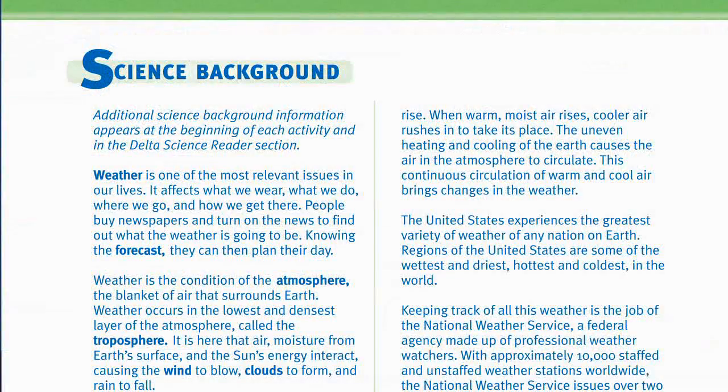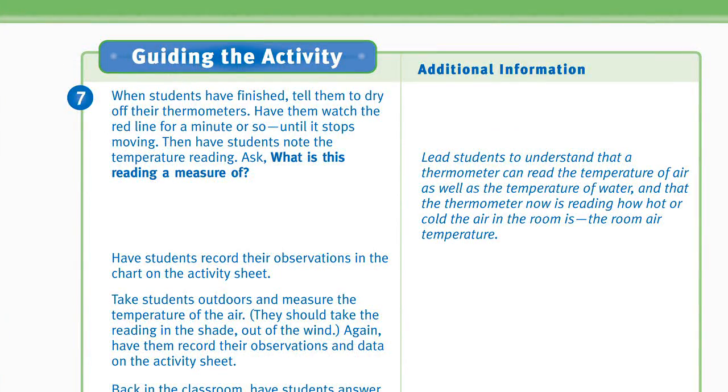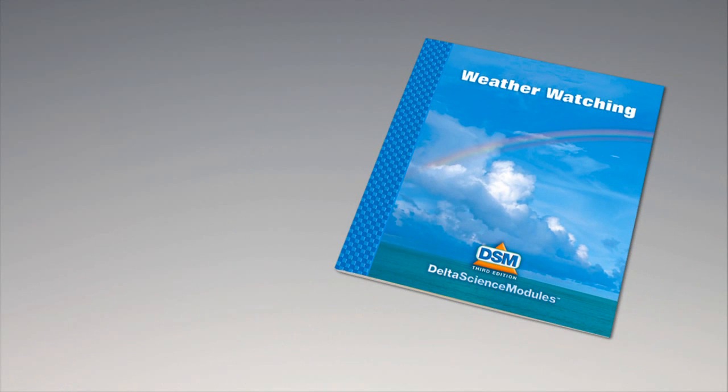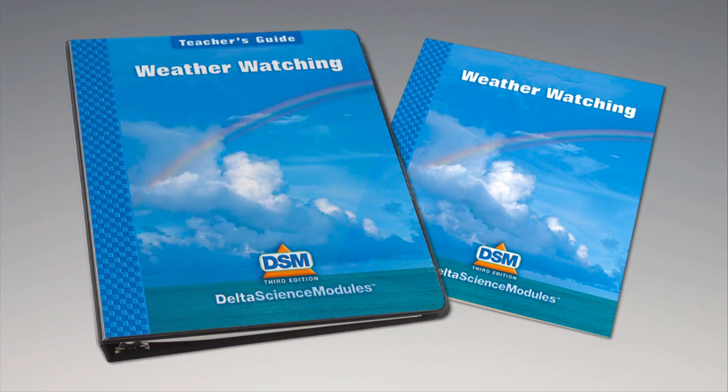To conclude Session 2, return the transparency, marker, and rulers to the kit. For science background, reinforcement activities, curriculum connections, and information about the Delta Science Reader, please consult your DSM Teacher's Guide.